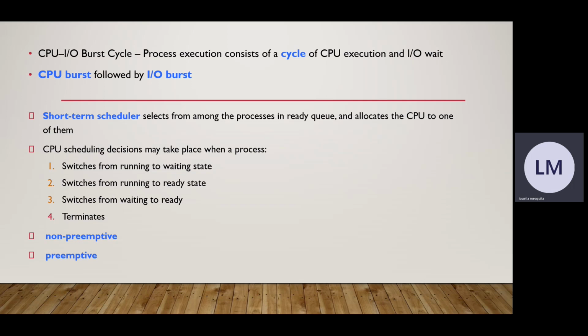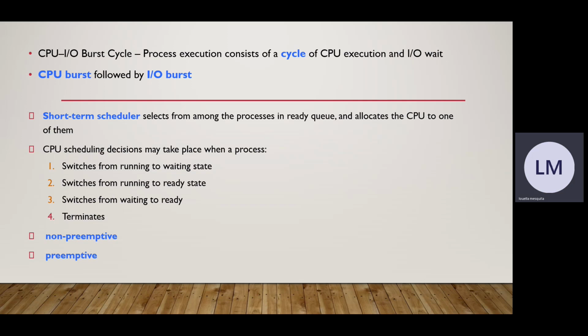In case 1 and 4, another process, if there is one in the ready queue, is selected for execution. In case 2 and 3, you can make a choice of either scheduling another process or scheduling this old process.